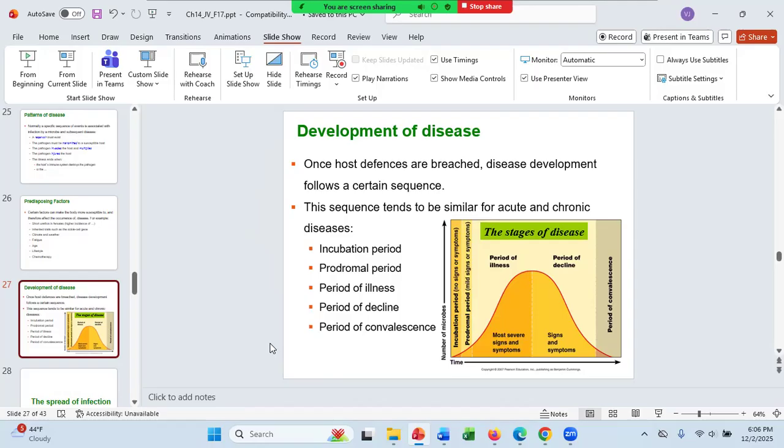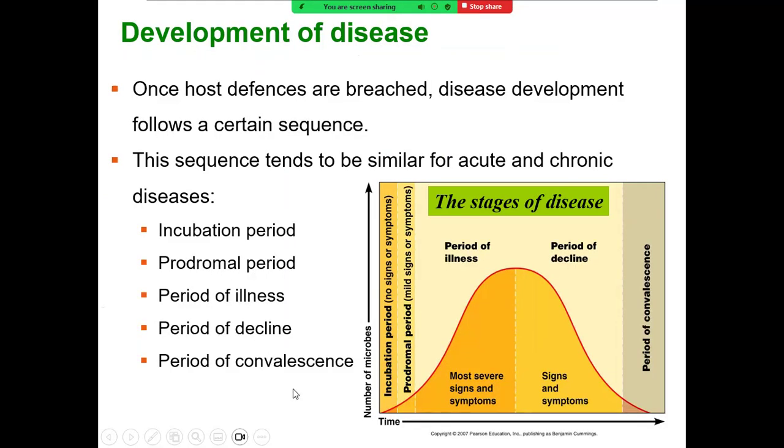Once the host defenses are breached, disease development follows a certain sequence. This sequence tends to be similar for acute and chronic diseases. So first you have the incubation period. That's the period from, or before the incubation period is before you get infected. The incubation period is once you get infected to the time when you first have signs or symptoms of disease. That's called the incubation period. No signs or symptoms, but you do have the disease-carrying organism in you, meaning you are infected.